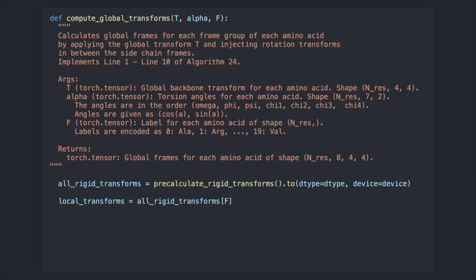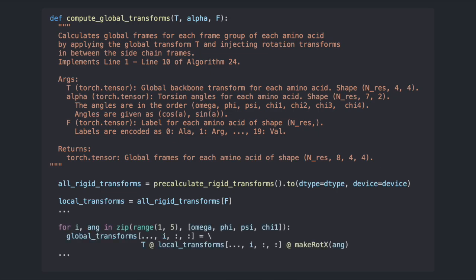In the method body, first we use the previously defined functions to calculate the transforms for the 20 amino acids for the case that all torsion angles are 0. We select the relevant frames for our protein by indexing into the transforms with our label vector f to retrieve the correct local frames for each residue. Then we simply compute the global transforms by composition of the global backbone transform T, the pre-calculated local transform, and a transform that rotates around the x-axis.